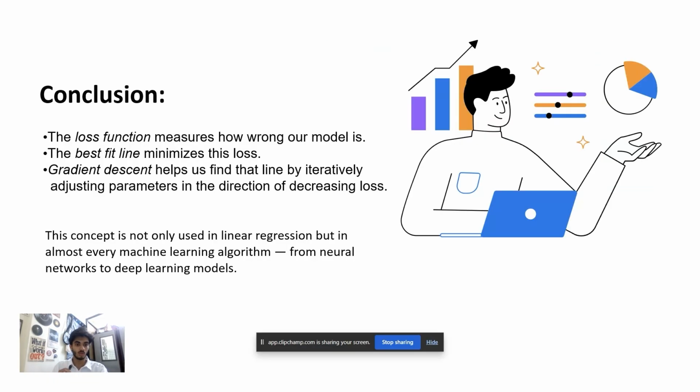Conclusion. So to summarize, the loss function measures how wrong our model is. The best fit line minimizes this loss, and gradient descent helps us find the line by iteratively adjusting parameters in the direction of decreasing loss. This concept is not only used in linear regression but in almost every machine learning algorithm also, from neural networks to deep learning models, as they all require data to train them.